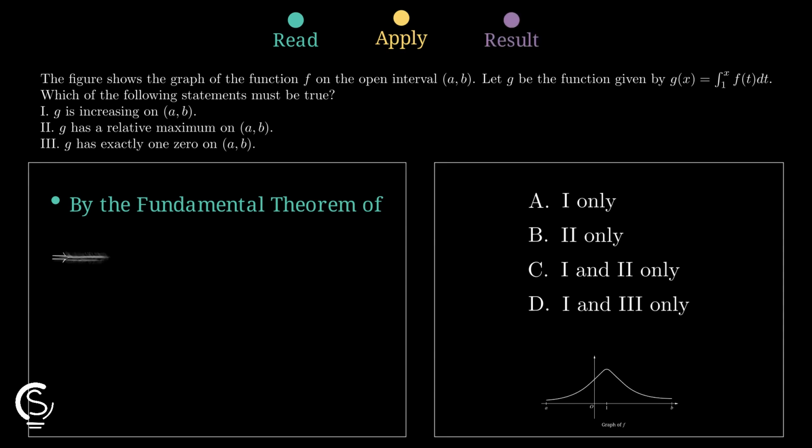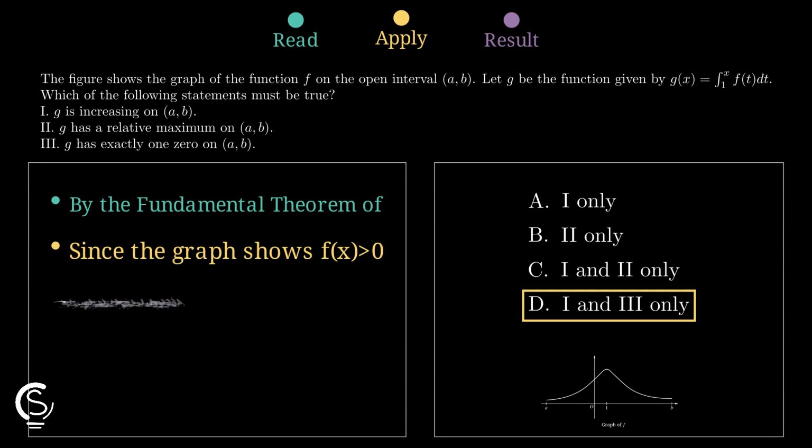Because g prime never changes sign, g cannot have a relative maximum, and since g of 1 equals 0 while g increases, that 0 is unique.